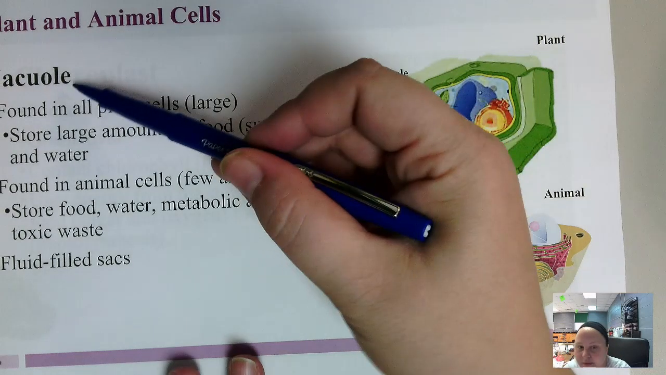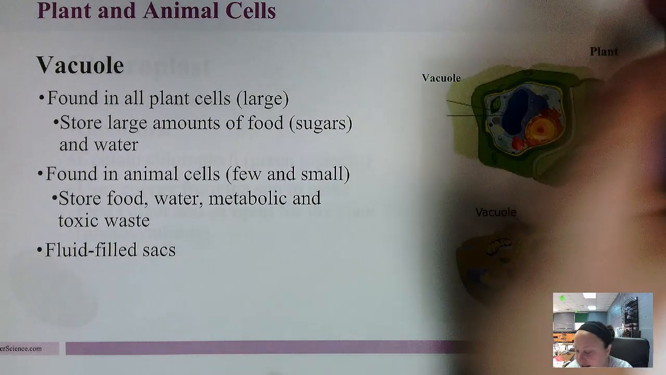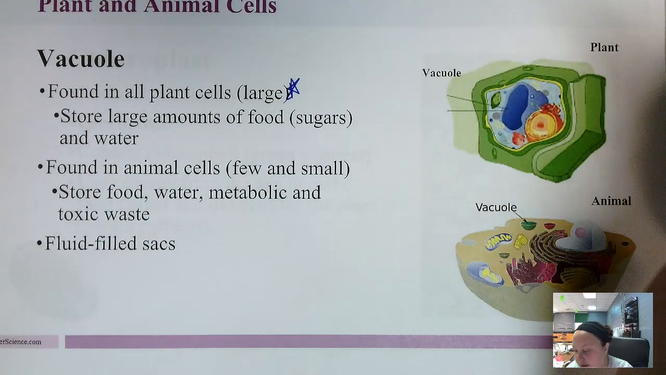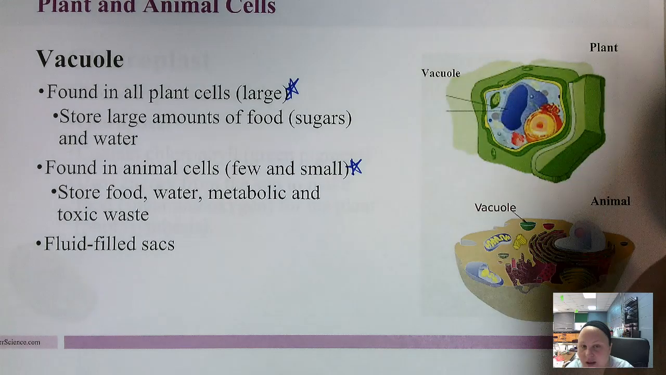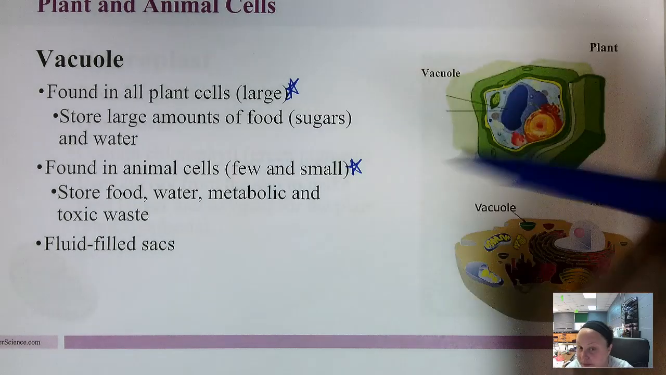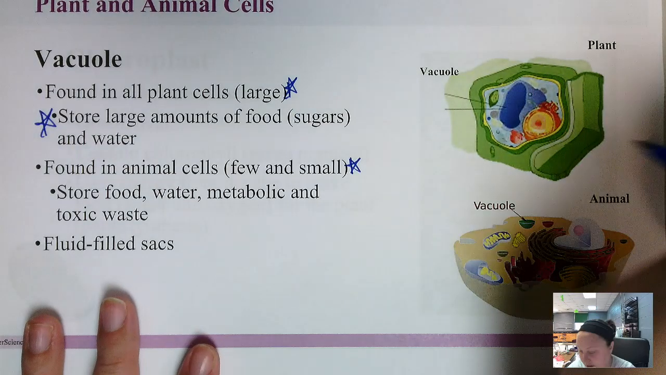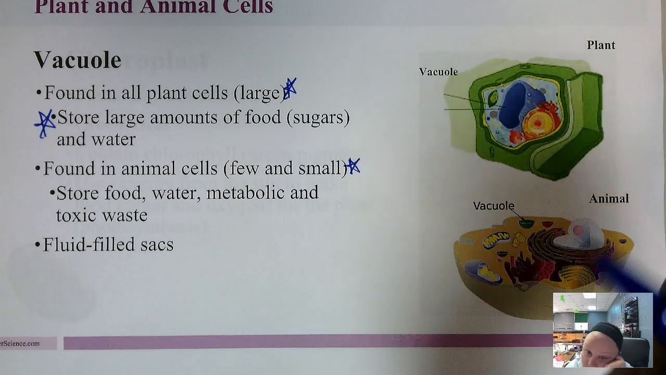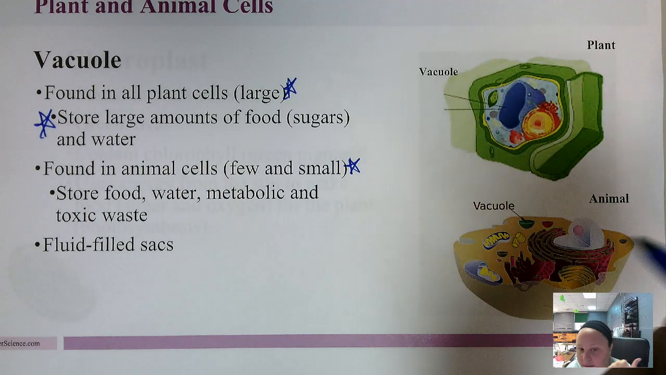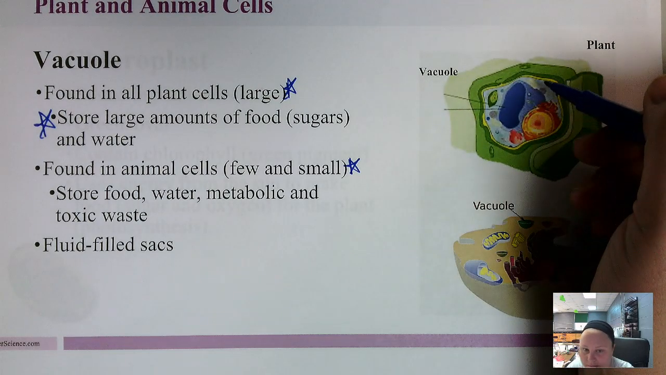The vacuole is found in all plant cells. They are larger in the plant cells than in the animal cells. The reason being is because they store large amounts of food and water. So a plant can't get up and just walk and get food and water like we can. So that's why theirs is larger than the animal cells.